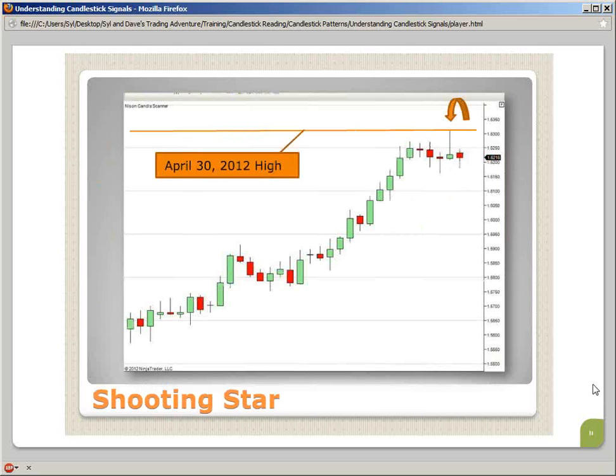Now note also that at that time when this hit the high, that's why this to me becomes an even more important bearish signal: it tagged to the penny the April 30th, 2012 high that occurred earlier in the year. So when you combine a Western with an Eastern, there's that much more meaning behind the candle at that point. Okay, makes sense? Okay, so let's move on.